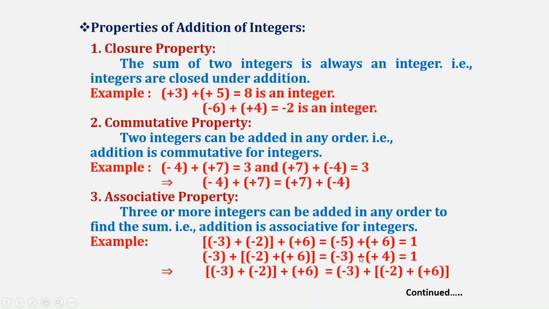So first you have to subtract the smaller number from the bigger number, which is 4 minus 3 is 1, and put the sign which is in front of the bigger number, which is plus 1. Therefore, by adding the numbers in different groups, you will also get the same answer here. So integers are associative with respect to addition.